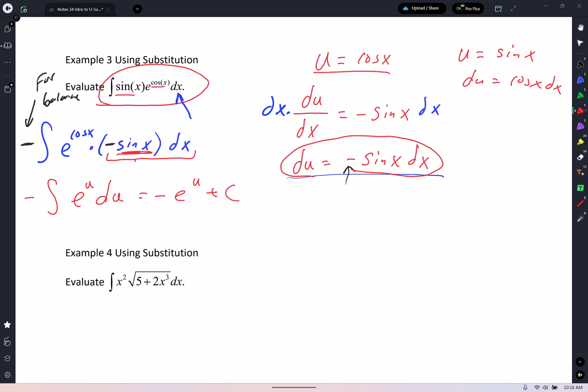But notice that this was in terms of x. Are there any limits? If there are no limits, then it was never about u. We've got to go back to our x. So we're going to go negative e to the cosine x plus c. It was never about u. Go back to your x.